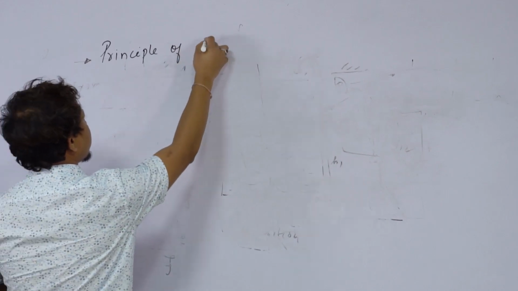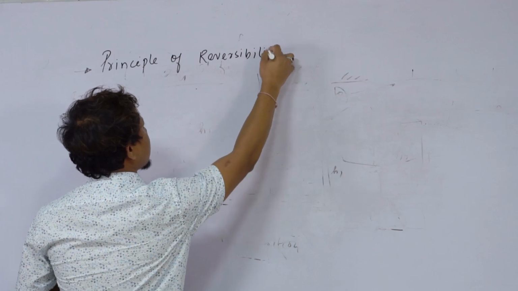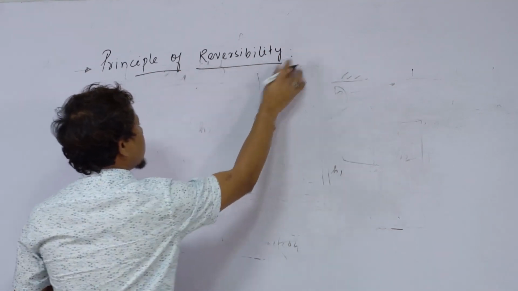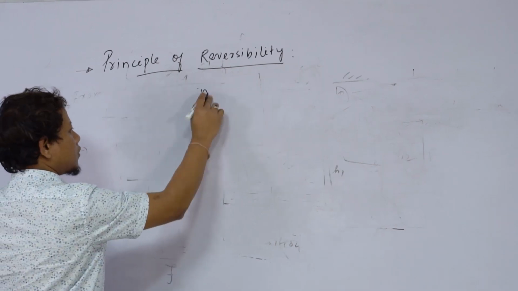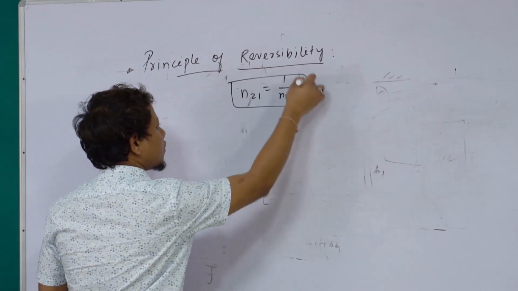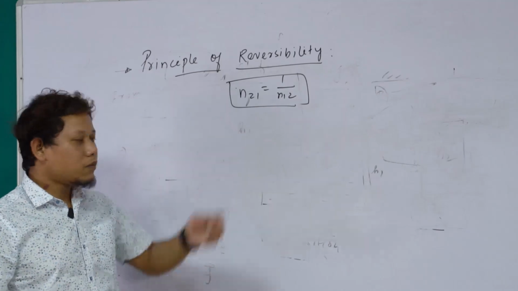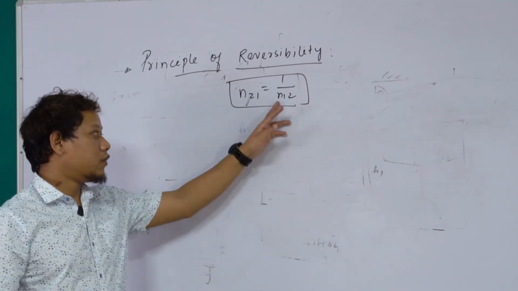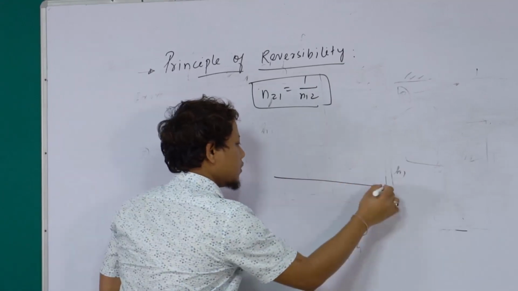Principle of reversibility. Okay. Principle of reversibility. So sometimes in exam the question might be like this: prove that refractive index of medium 2 with respect to medium 1 is reciprocal of refractive index of medium 1 with respect to medium 2. Okay. So I'll explain this with the diagram.